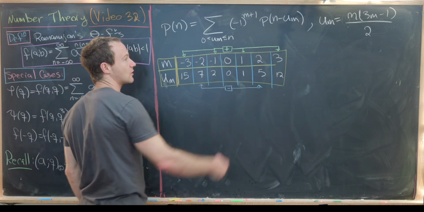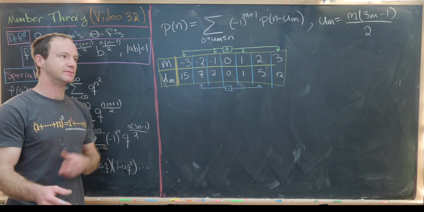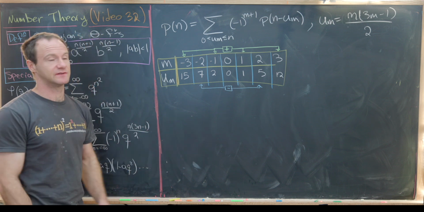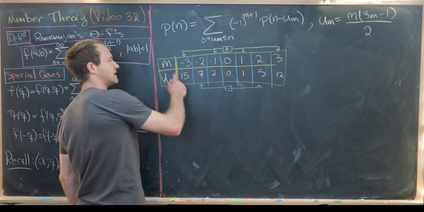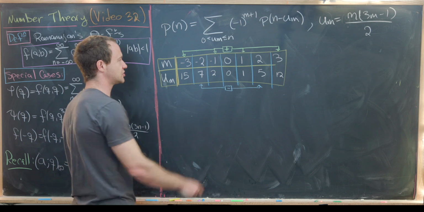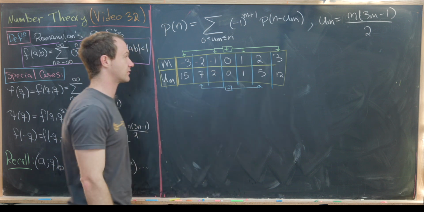So notice that m can run over integers. That's built off of the series expansion that we had before. So not just positive integers, but all integers. So that means if we make a chart of values of m, we need positive and negative integers. So I've made a chart from -3 up to 3.